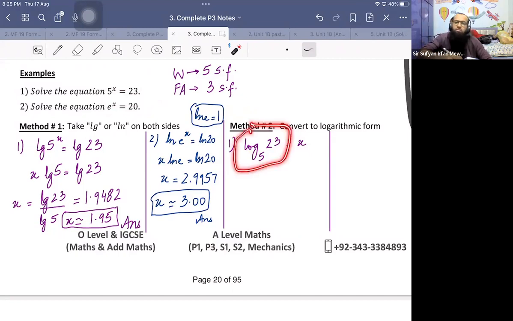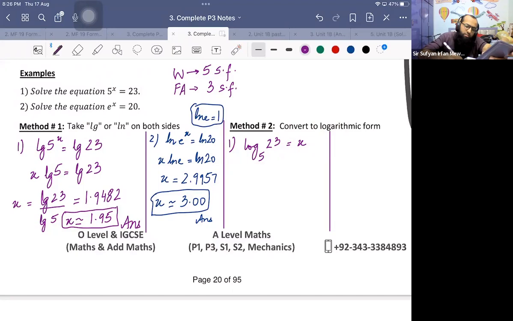That's it. The third key, in which there is a block, and here is also a block. Enter 5 over here, enter 23 over here, and you'll get the answer. So let's try it out. Log of 23 with a base of 5 is 1.9482. The answer has to be the same, there is no difference in the answer, and rounded off it is 1.95.